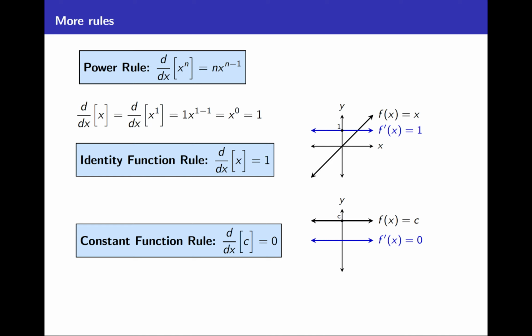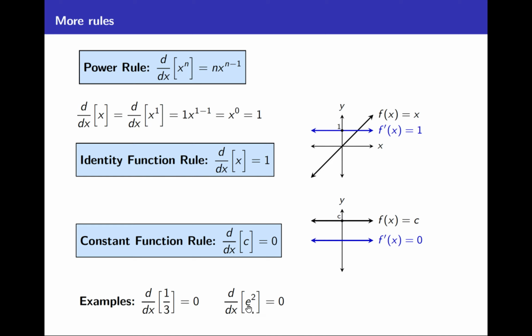So now we have 3 rules. Some quick examples. What if we had the derivative of 1/3? Well, 1/3 is a constant, so this answer is just 0. The derivative of e squared, remember e is a constant, it's 2.718 approximately. You square it, you get a constant number. So the derivative of e squared equals 0.